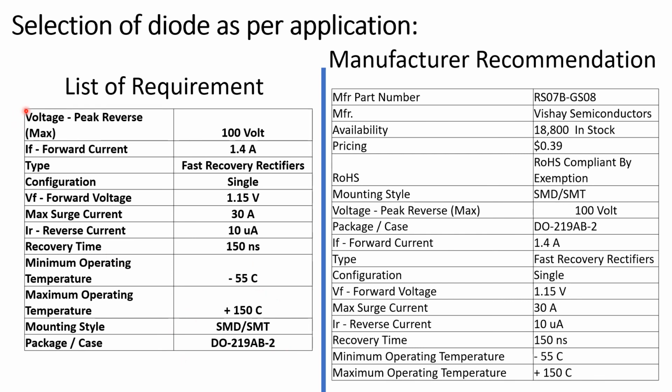First of all, you list all the requirements. Based on the requirements, you can approach the supplier or manufacturer. They will recommend something like this: manufacturer part number, manufacturer, availability in stock, pricing, whether it is RoHS compliant, the mounting styles, packaging. The manufacturer will provide you all these details depending on the requirements you have given them.